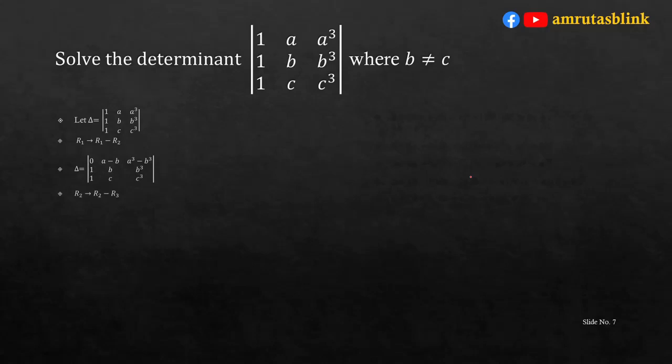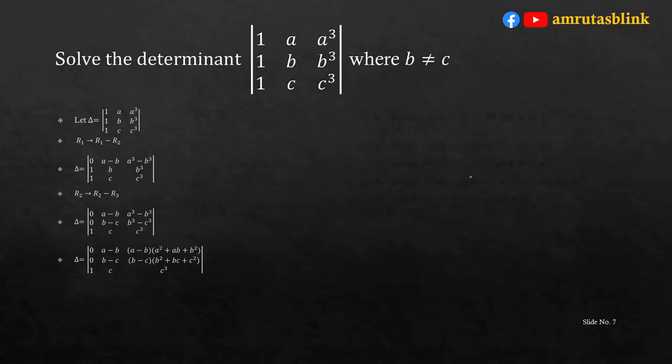Now, we will perform one more operation as R2 will become R2 minus R3. Hence, delta is equal to, now first row as it is, 0, a minus b, a³ minus b³, then 1 minus 1 is 0, b minus c and b³ minus c³. Now, R3 is again as it is, that is 1, c and c³. So, now we will factorize column elements, a³ minus b³ and b³ minus c³. So, we will have delta is equal to 0, a minus b.